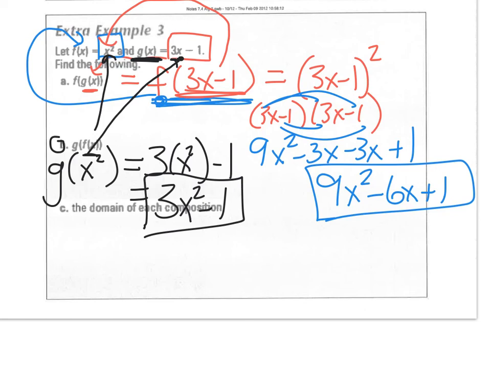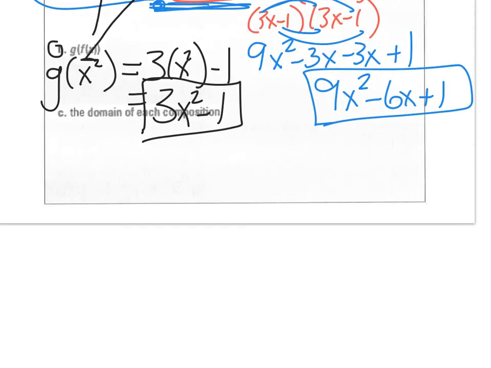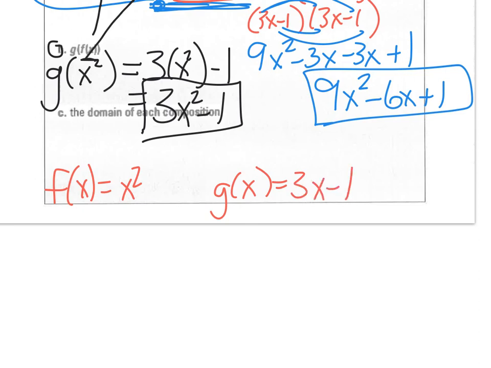There's a second method sometimes people like, and let me show you what that would look like. I'm going to use the same functions again. So f was x squared, and g was 3x minus 1. And let's do this letter again. What if they asked me to find g of f of x? I can absolutely use the method that I did above, or I could use a shortcut method, and let me show you this. You might like it better.